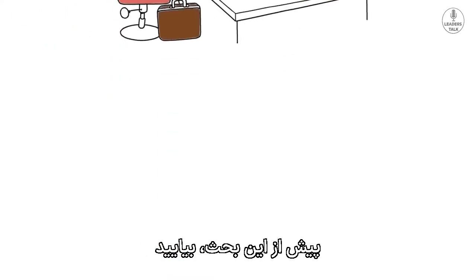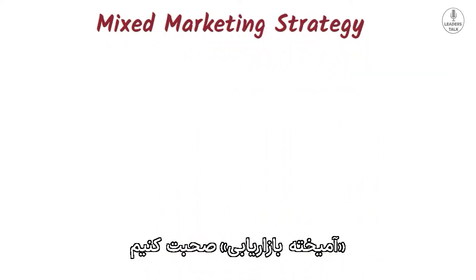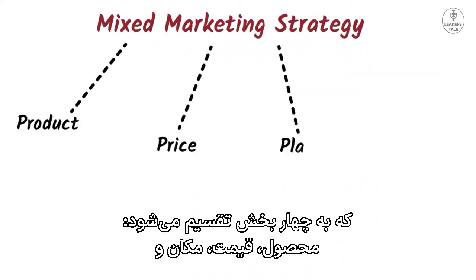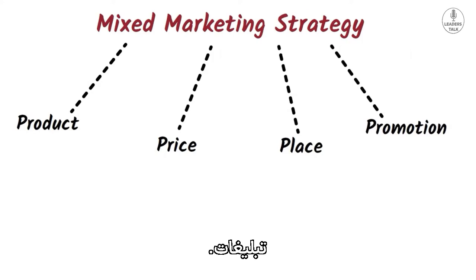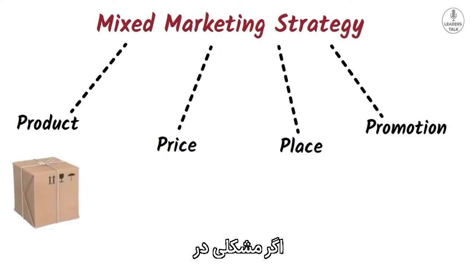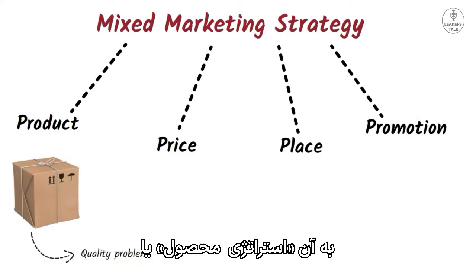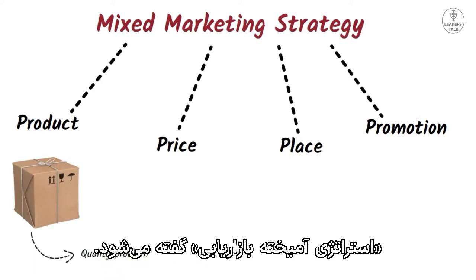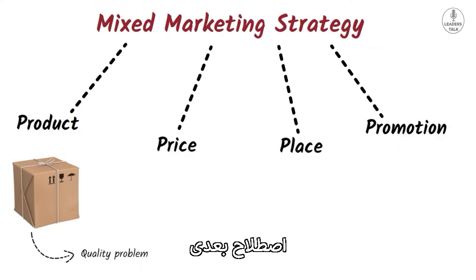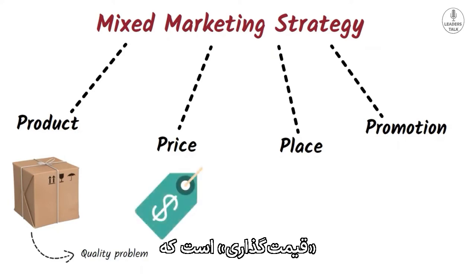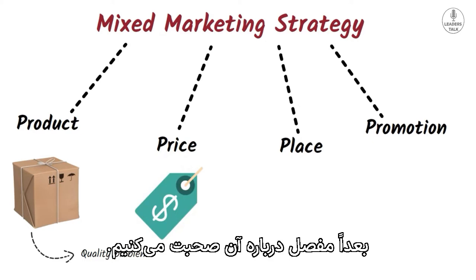Before discussing this topic, let's have a small discussion about the marketing mix term, which is categorized by product, price, place, and promotion. If you have any issue related to your product, either a quality problem or any type of problem your product is going through, then this is considered the product strategy. The next term is pricing, which we will discuss further in detail.